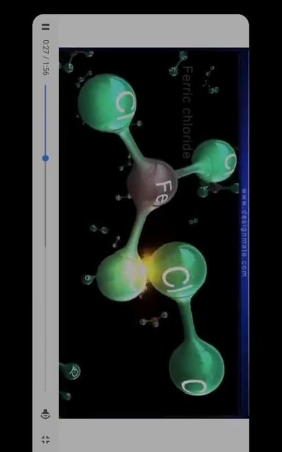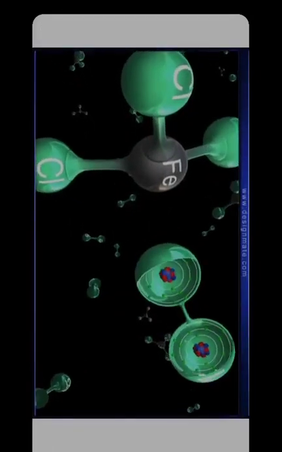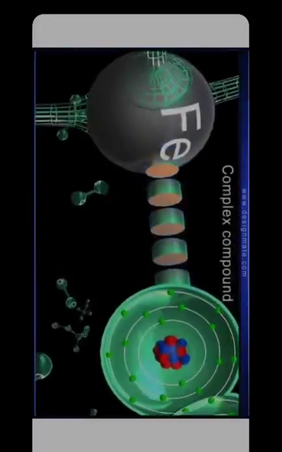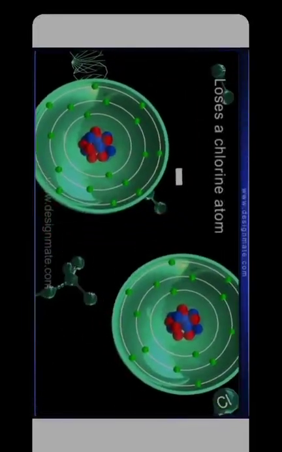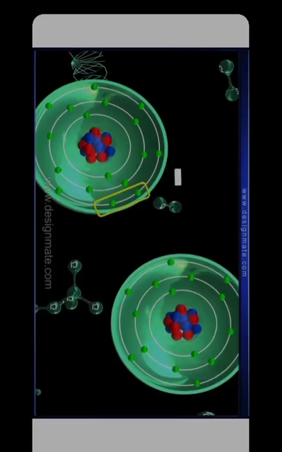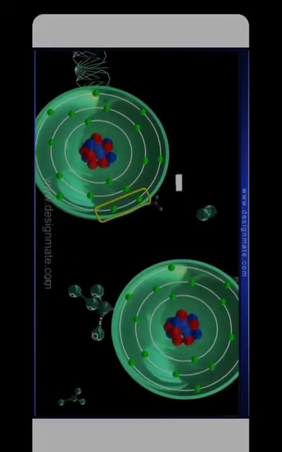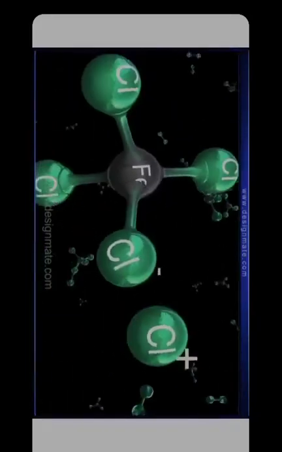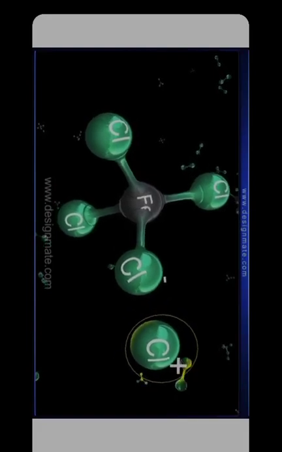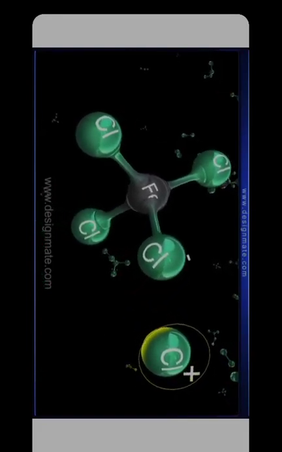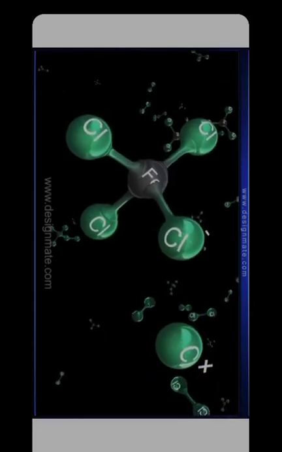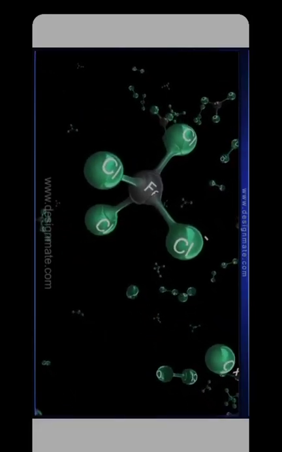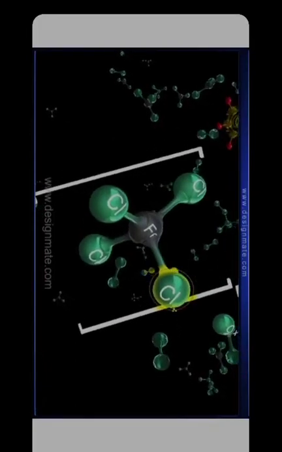Initially, the chlorine molecule approaches the ferric chloride, forming an intermediate complex compound. This complex, being highly unstable, readily loses a chlorine atom, which leaves behind the shared pair of electrons with the other chlorine atom. Hence, a positive charge is developed on the released chlorine atom, which is an electrophile called chloronium ion. The other chlorine atom remains attached to iron, forming FeCl4-.